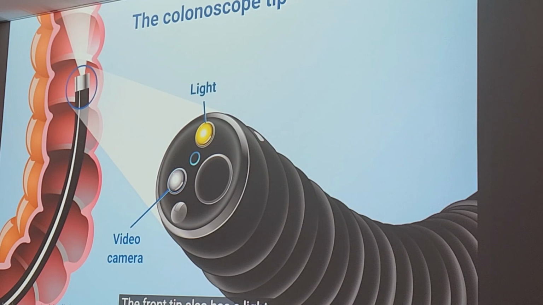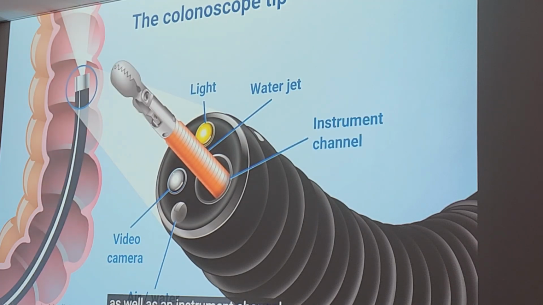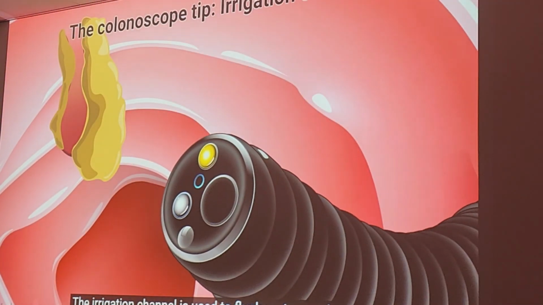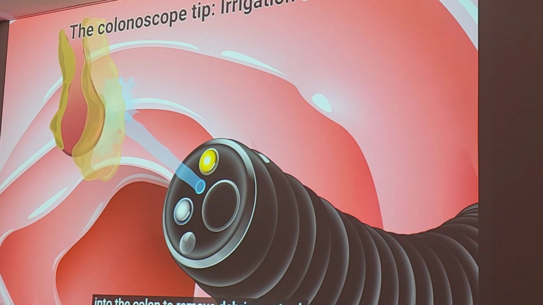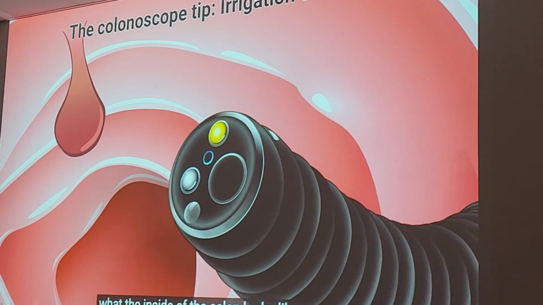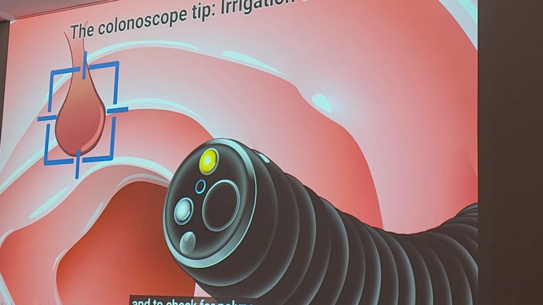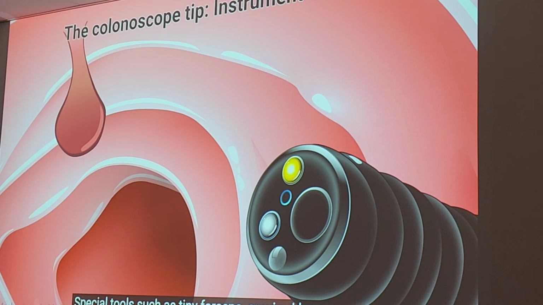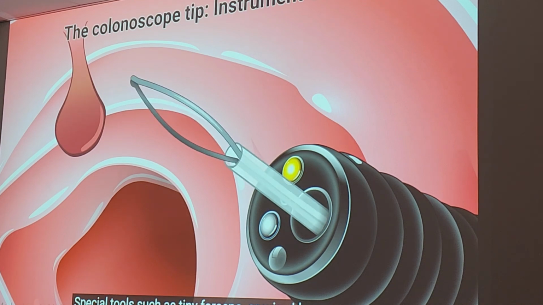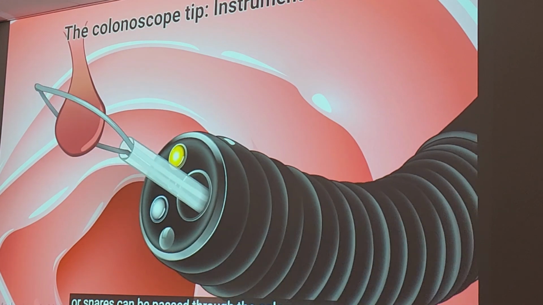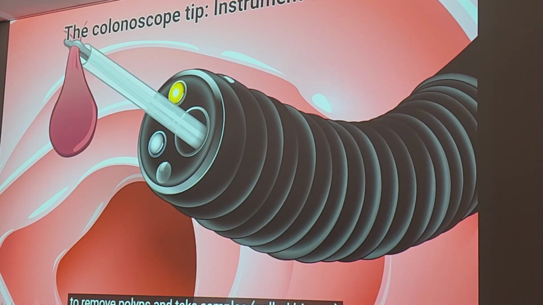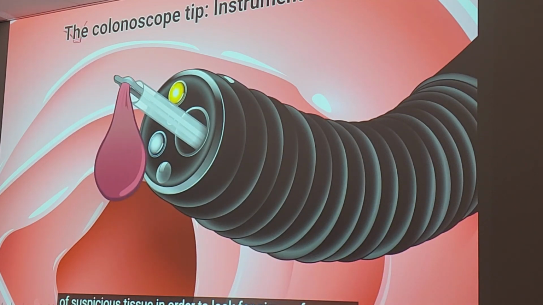The front tip also has a light, a channel for water irrigation, a channel for air and water, as well as an instrument channel. The irrigation channel is used to flush water or air into the colon, to remove debris or stool, and see more clearly what the inside of the colon looks like, and to check for polyps. Special tools such as tiny forceps or wired loops or snares can be passed through the colonoscope to remove polyps and take samples, called biopsy, of suspicious tissue in order to look for signs of cancer.